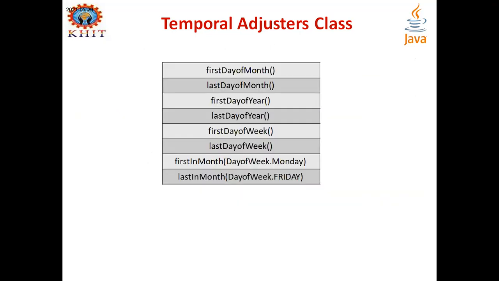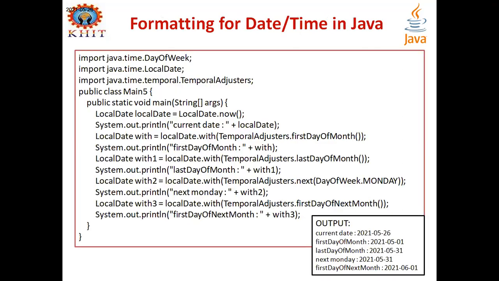So these are the different methods defined in this class, and this is an example program to display the current date, the first day of the month based on the current date, the last day of the month based on the current date, what the next Monday is, and what the next month's first date is. Everything we can set based on TemporalAdjusters, just like that.